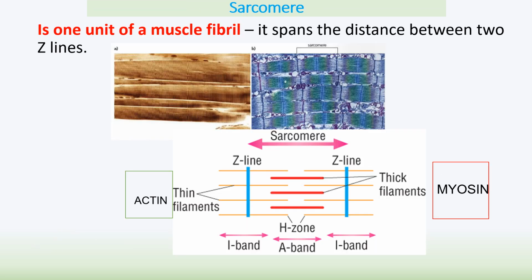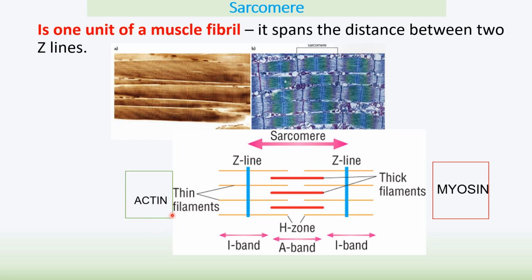What do we mean by a sarcomere? A sarcomere is one individual unit of the muscle fibre or the myofibril, and it spans the distance between two Z lines. So let's have a look at this and try and explain it in a bit more detail. One sarcomere is the distance between these two Z lines here, and the Z line is at the end of the thin filament. So you see these thin filaments in orange here where they end, that is the Z line. The thin filament is a protein called actin, which we'll be talking about a lot in a few minutes.